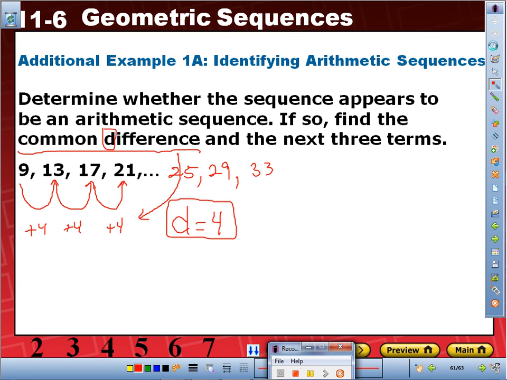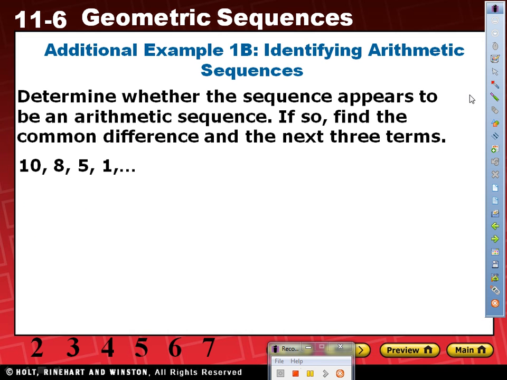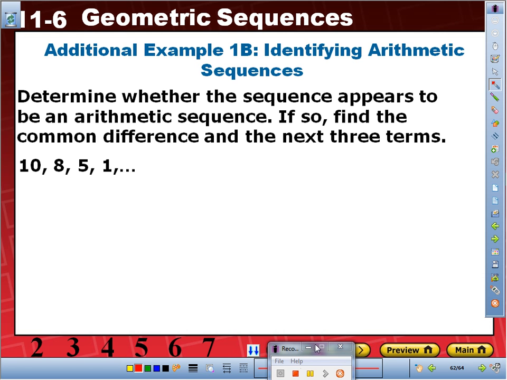Example 1B. Do this one by yourself. You don't have to copy the text, just copy the sequence. Here it goes. Copy that sequence: 10, 8, 5, 1. And then the information is the same. Determine whether the sequence appears to be an arithmetic sequence. If so, find the common difference and the next 3 terms. Let's do this one together.